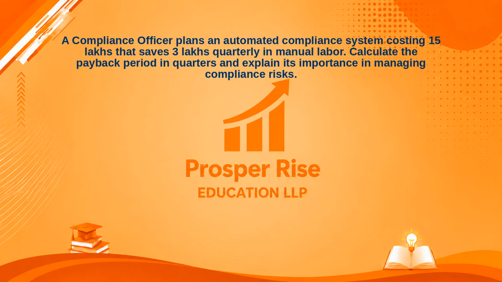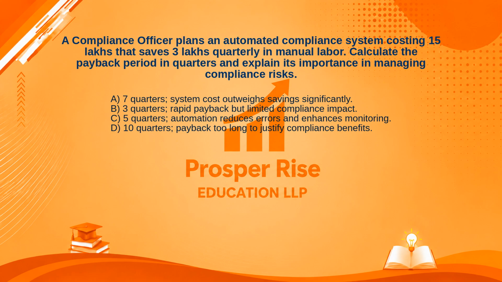A compliance officer plans an automated compliance system costing 15 lakhs that saves 3 lakhs quarterly in manual labor. Calculate the payback period in quarters and explain its importance in managing compliance risks. Here are your options. A. 7 quarters. System cost outweighs savings significantly.